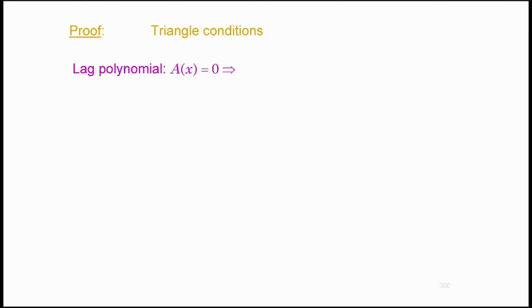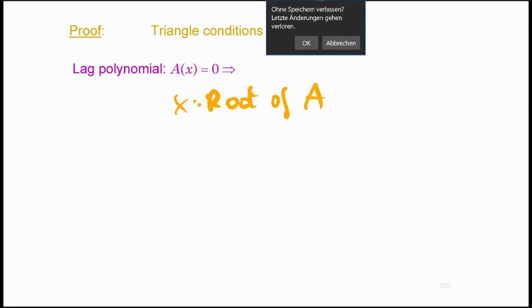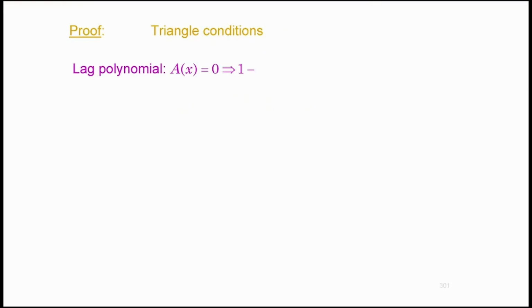You need to understand that for the lag polynomial, if x is a root of the lag polynomial A, then it satisfies 1 minus a1 x minus a2 x squared equals 0. Now, if the process is stationary, then the root is going to have an absolute value greater than 1, so x being equal to 0 cannot be a root.